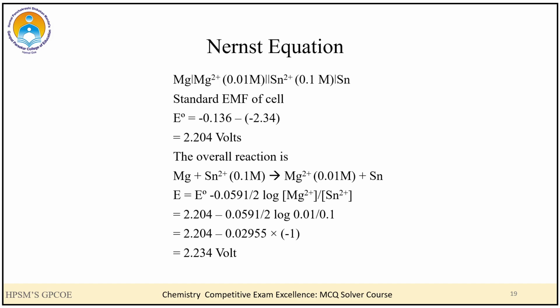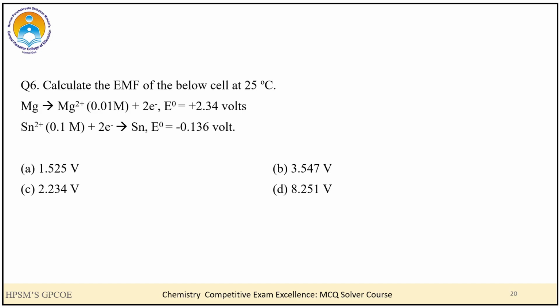The overall reaction is magnesium plus Sn2+ giving Mg2+ plus Sn. If you use the formula E equals E naught minus 0.0591 upon 2 log of the activity of Mg2+ divided by Sn2+, we get the answer of 2.234 volt. Thus, option C is the answer.